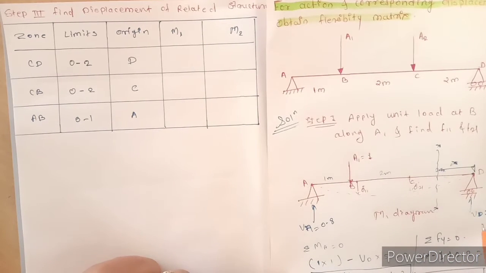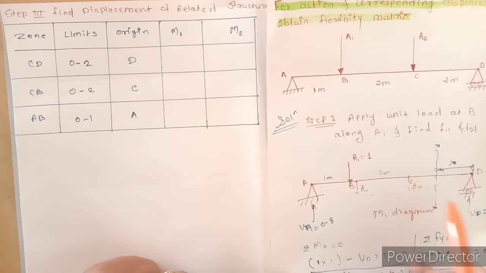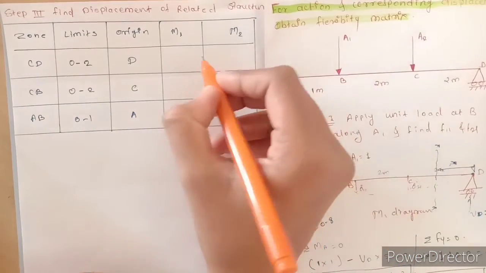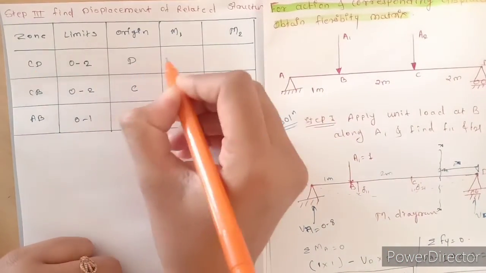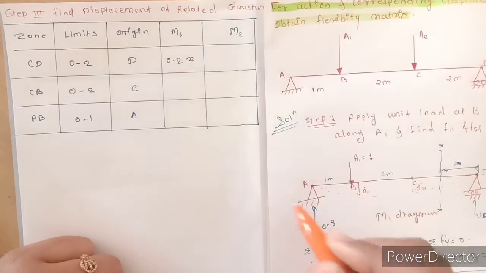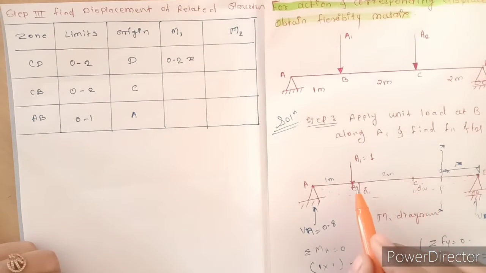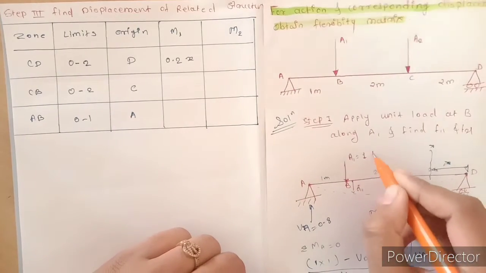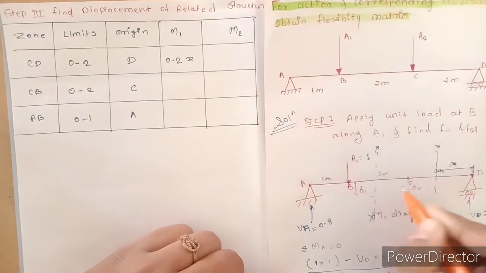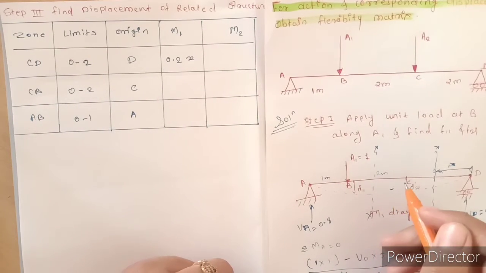So here take movement at x axis. So VD is equal to 0.2. That means VD into total distance is x meter from D point to x axis. So here in M1 diagram, over this CD zone, 0.2 into total distance is x meter. Then next, over this CB zone, put x axis, and from origin to x axis distance is x meter.